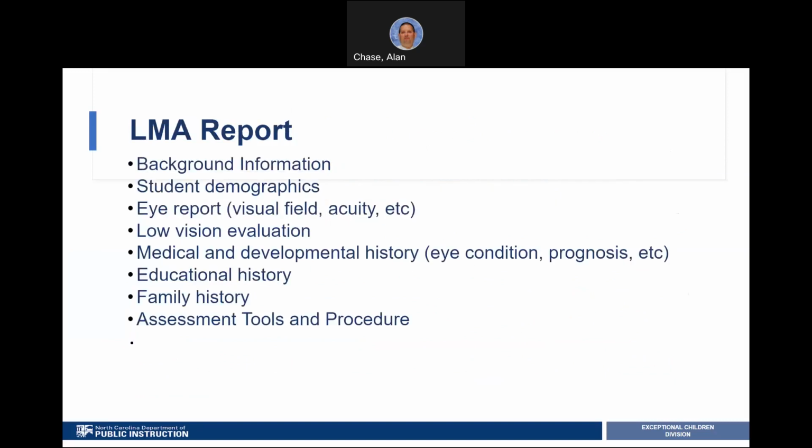Once the LMA is complete, the teacher of the visually impaired should compile the results into a report. The typical components of a report include student demographics, a summary of previous evaluations, medical history, educational history, and the procedures followed when conducting the LMA.